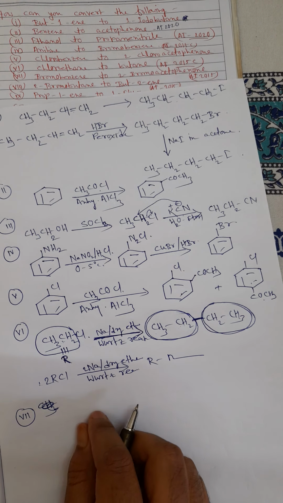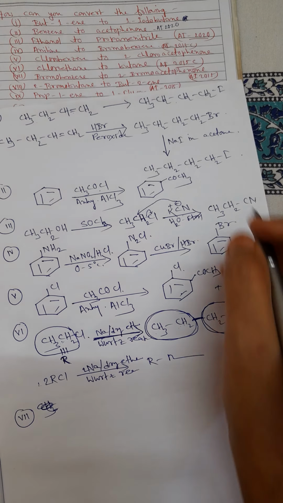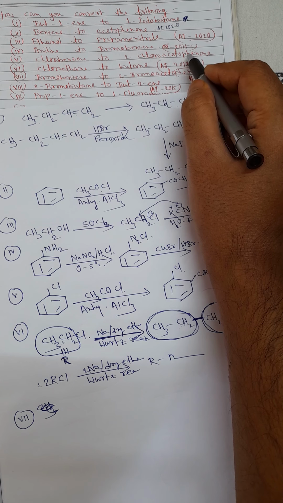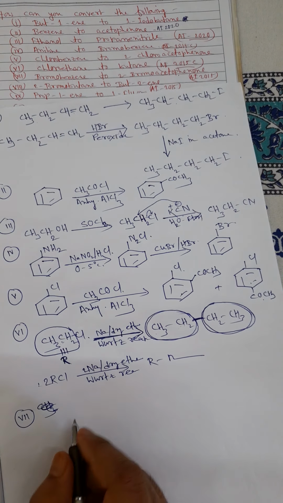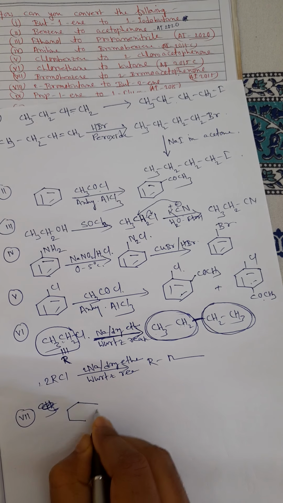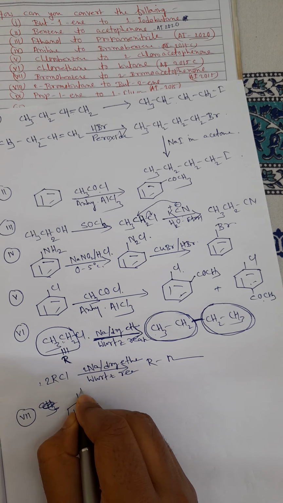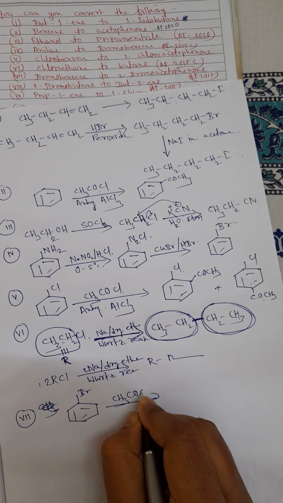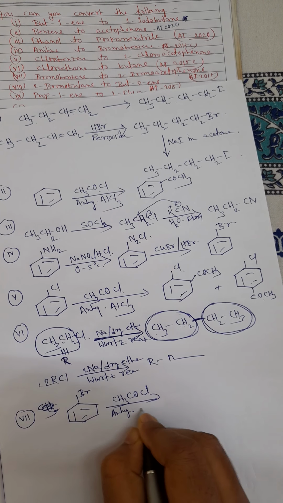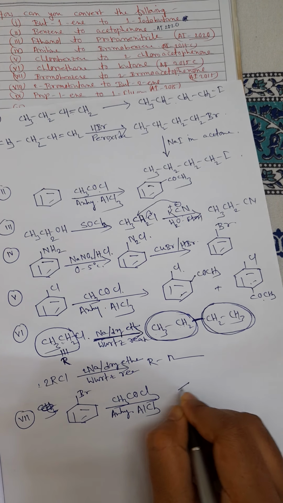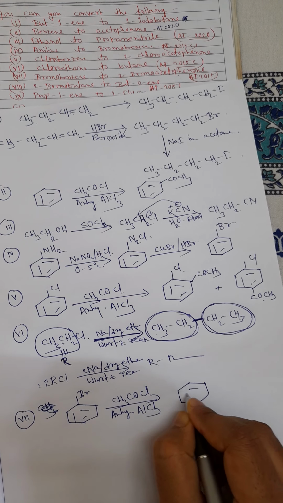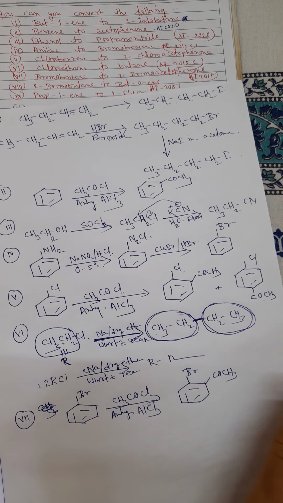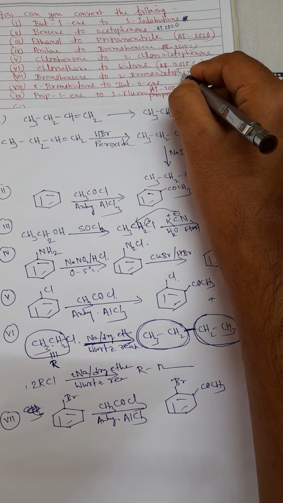Now let's come to question number 7. Bromobenzene to 2-bromoacetophenone. We can see that the same type of question repeats in 2015 and in another set of 2015. If you treat this bromobenzene with CH3COCl with anhydrous aluminium chloride, then the CH3CO group will come at this ortho position, that is COCH3. Thus you will get 2-bromoacetophenone.